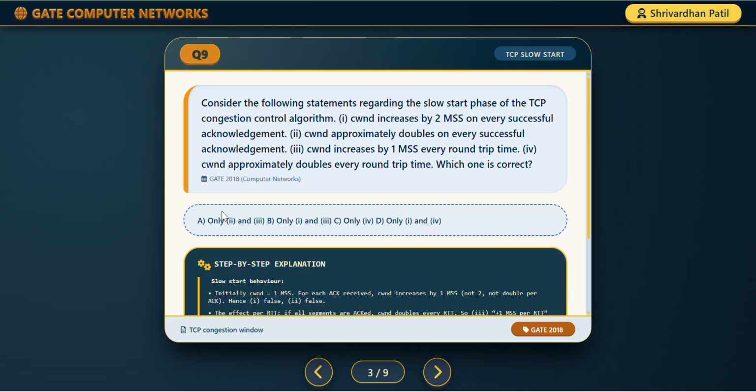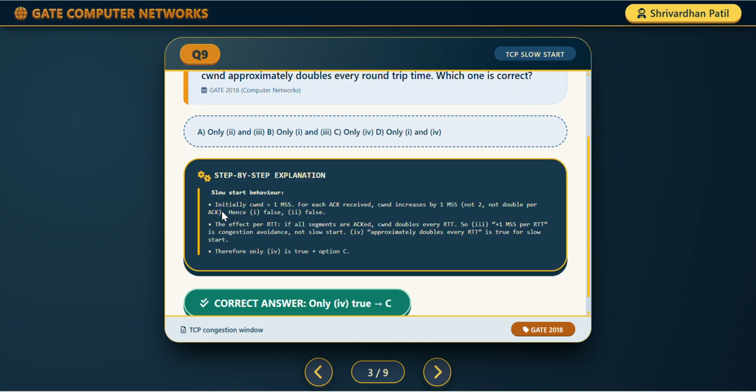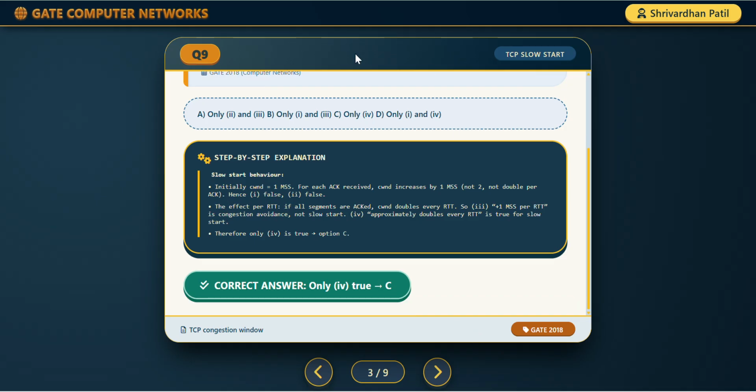Students often confuse this with linear growth, but it's not linear growth. Linear means happening in a straight way, whereas slow start is more like a fast start, right? So the final answer is that the only statement saying it doubles each RTT is correct, which is option C, as you all can see. Next question.